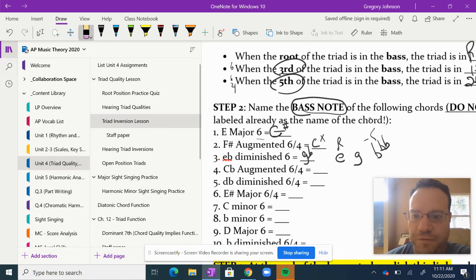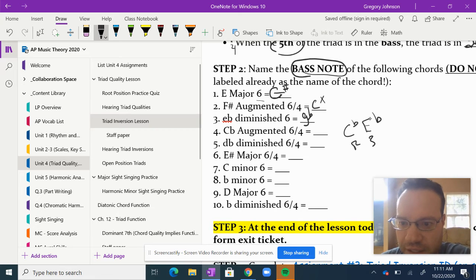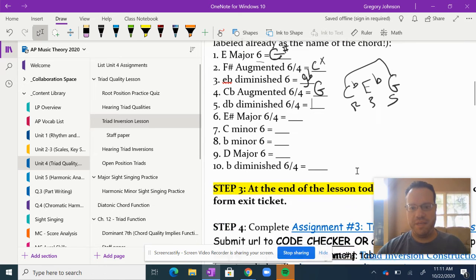And then C flat augmented 6/4. What's the bass note of C flat augmented 6/4? So C flat is the root. E flat would be the third. That's a major third. And then we need G natural to give us that augmented fifth between C flat and G natural. And that would be the fifth. So C flat, E flat, G natural. G natural would be the fifth.